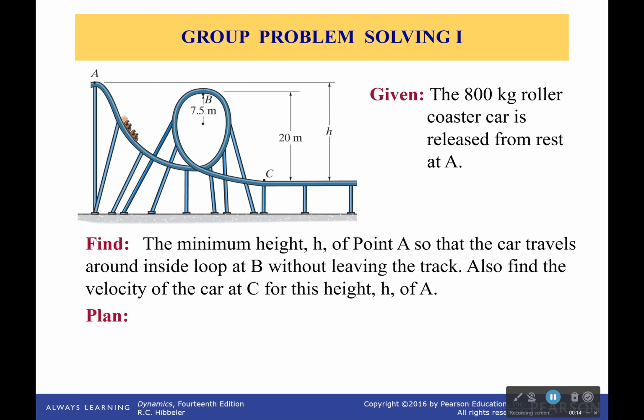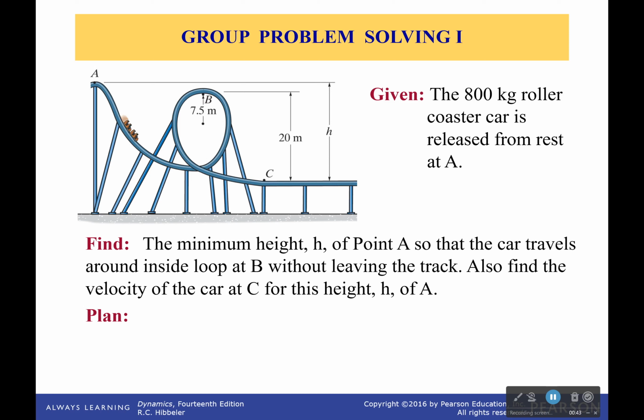Well, we have the 800 kilogram roller coaster, and that's a roller coaster's car, and it's released from rest at point A. And we want to find the minimum height h, so the car travels around that inside loop at B without leaving the track. That's the big important thing. We don't want it to leave the track. And we also want to find the velocity of the car at C. Now, with all of that, go forth and try to solve it.